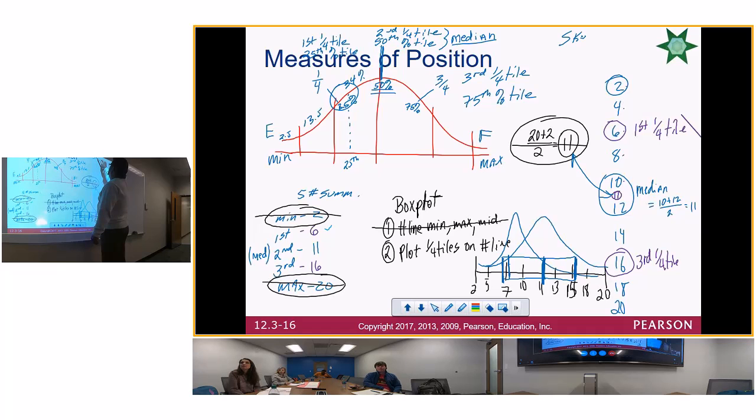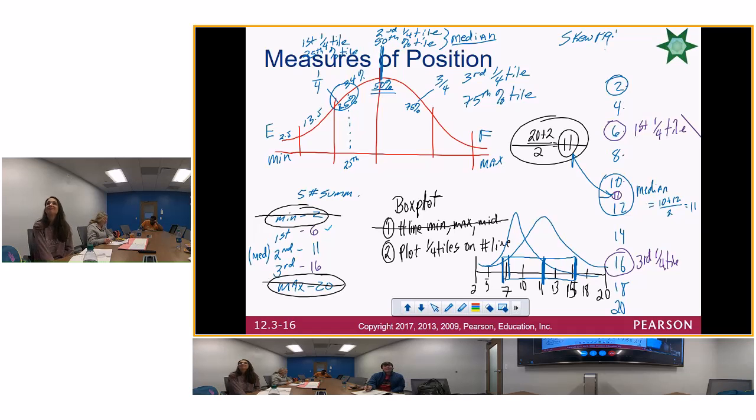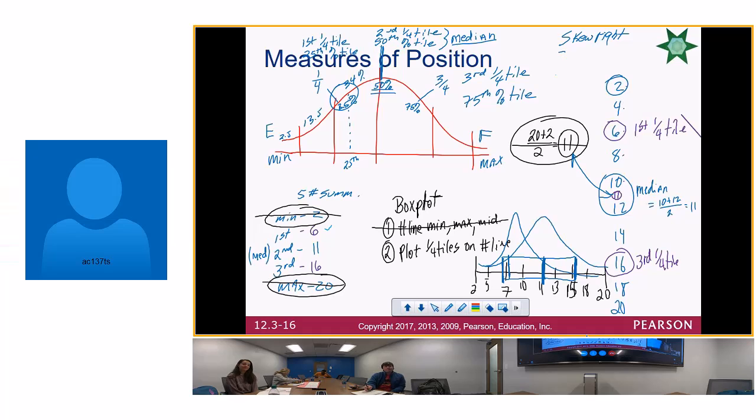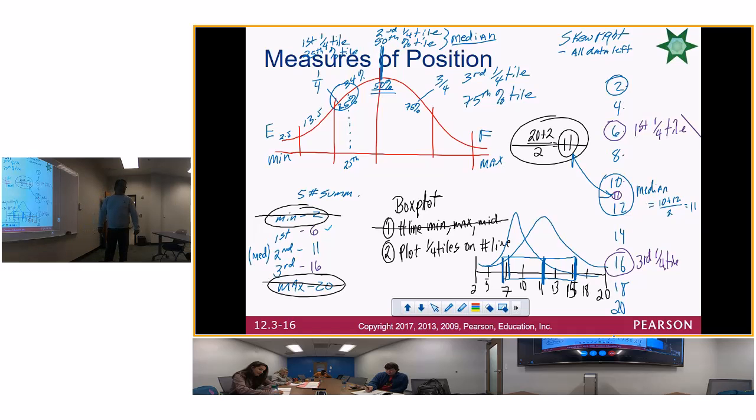Which one is it? Just be quiet for a minute. Skewed right, she's trying to be funny. Skewed right is when all the data is on the left. Well, that makes sense. Hey. Somebody's going to make a good wife up there.